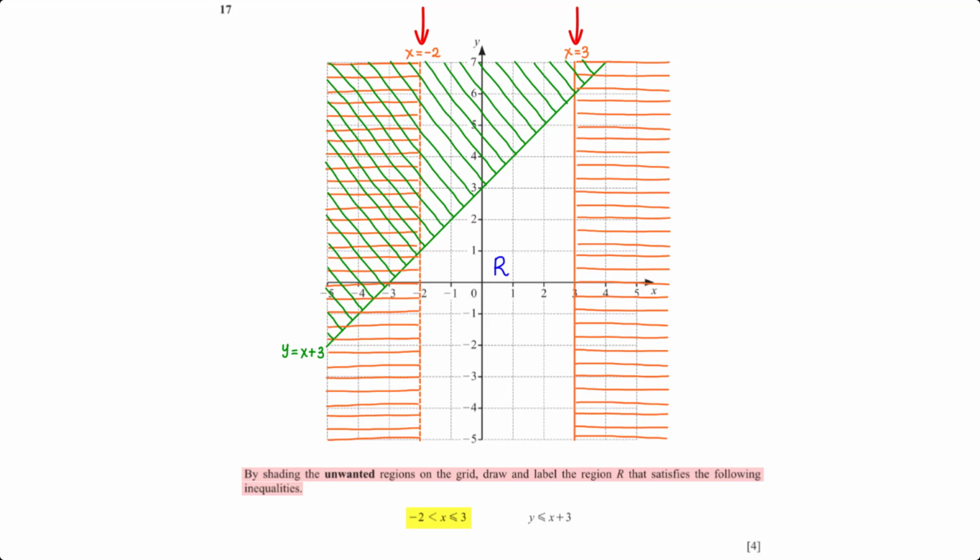outside the lines. For the second inequality, we draw the line y equals x plus 3. Since we have a less than sign in this inequality, it means the region below the line y equals x plus 3 is wanted, and so we shade the region above the line. So now we label the region left unshaded as R.